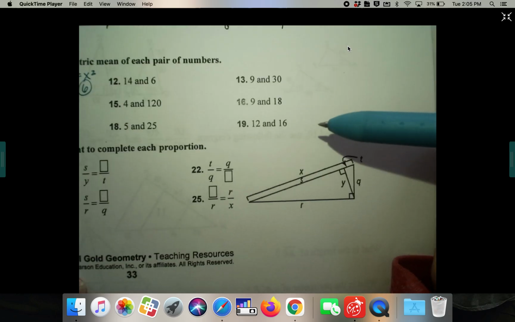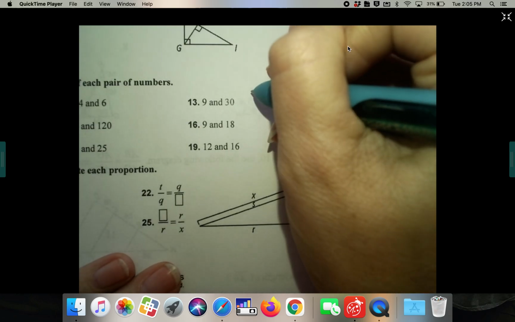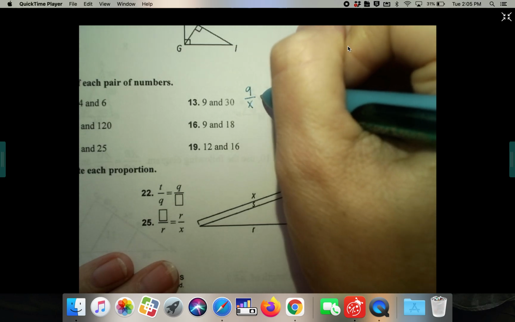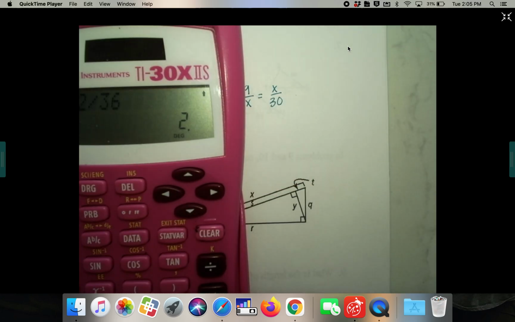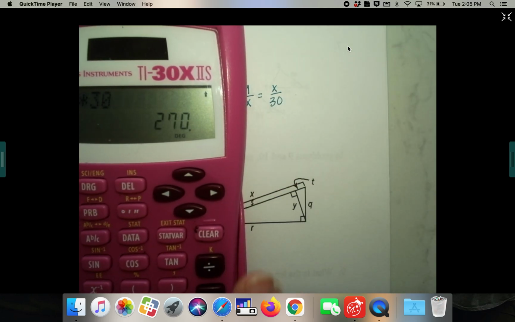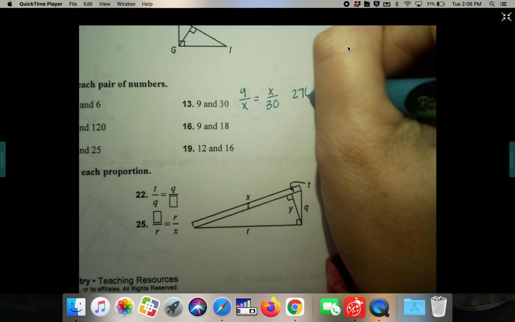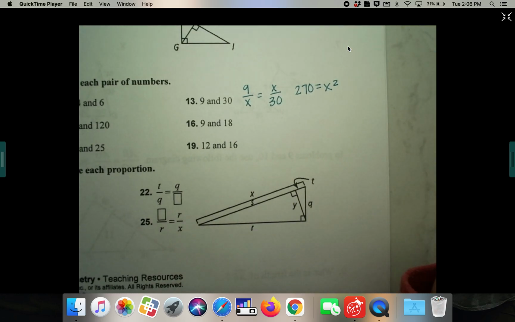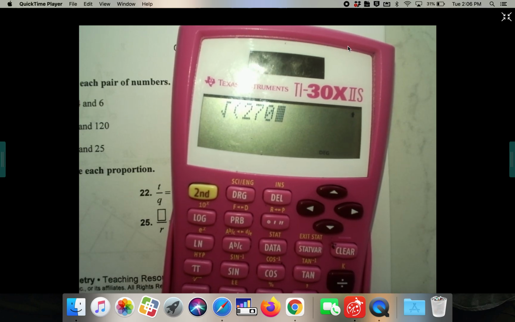Just for lack of space, let's come over here and try 13 since we have room off to the side. So 13 would be 9 over x equals x over 30. Cross multiply, I don't know what 9 times 30 is. Whoops, can't even see it. 270. So 270 equals x squared. I chose poorly. That's okay. I don't think 270 is a perfect square. I'm going to try it and see.